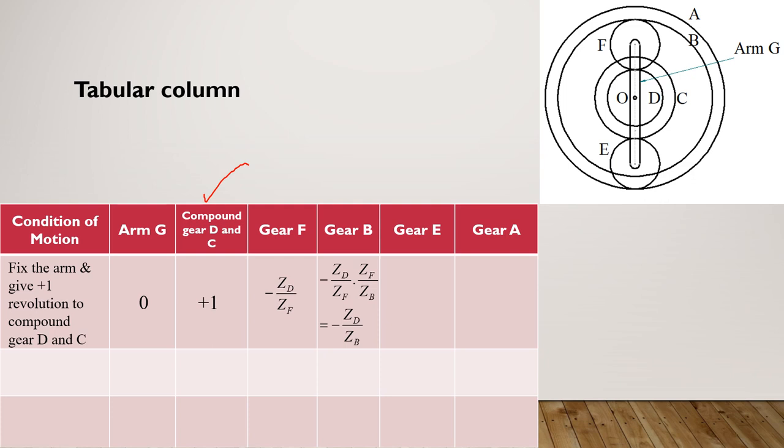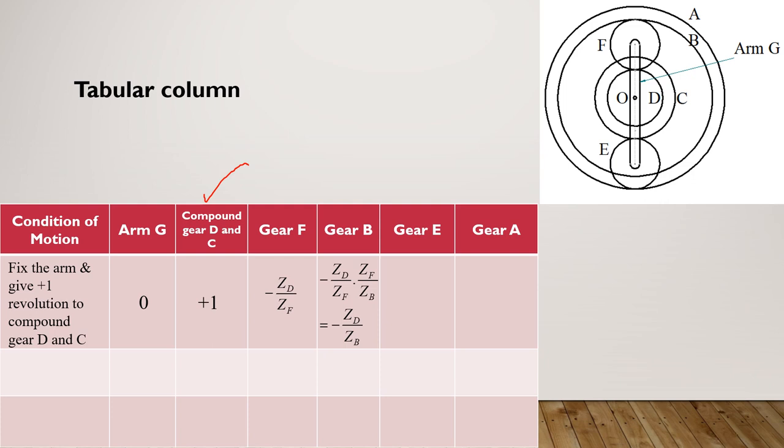Next pair is F and B. From D it is transferred to F, and from F it is transferred to B. So FB is the second combination in this arrangement. Which is the driver here? F is the driver for B, so it has to be written in the numerator: ZF divided by ZB. What about the direction of rotation? If F rotates clockwise, B also rotates clockwise, so the sign is positive. So it is minus ZD by ZF into ZF by ZB.